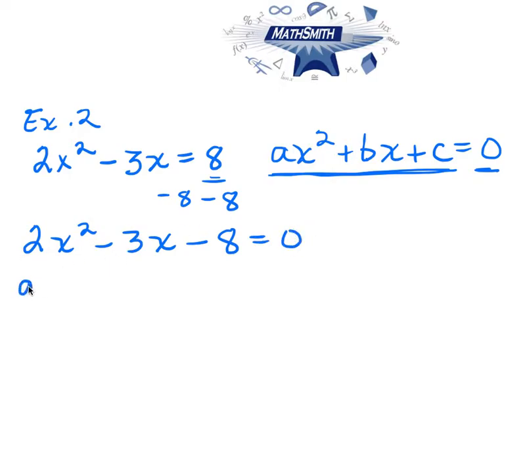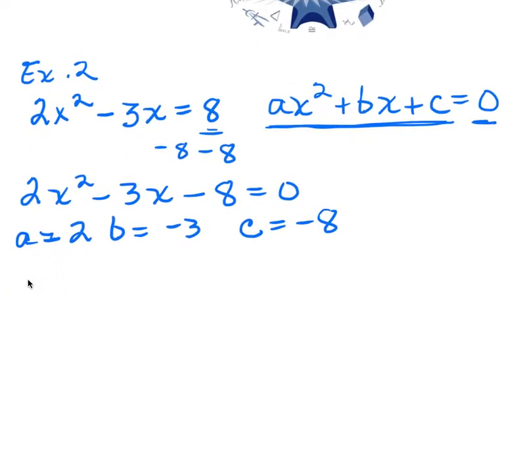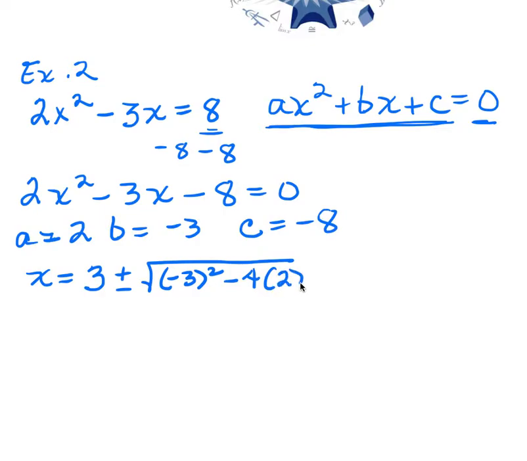So what's A? A is 2. What's B? Negative 3. And C is negative 8. So we're going to have x equal to the opposite of B. What's the opposite of B? Well, B is negative 3, so the opposite of B is positive 3, plus or minus the square root of B squared, negative 3 squared, minus 4 times A, which is 2, and C, which is negative 8, all over 2A, which is 2 times 2.